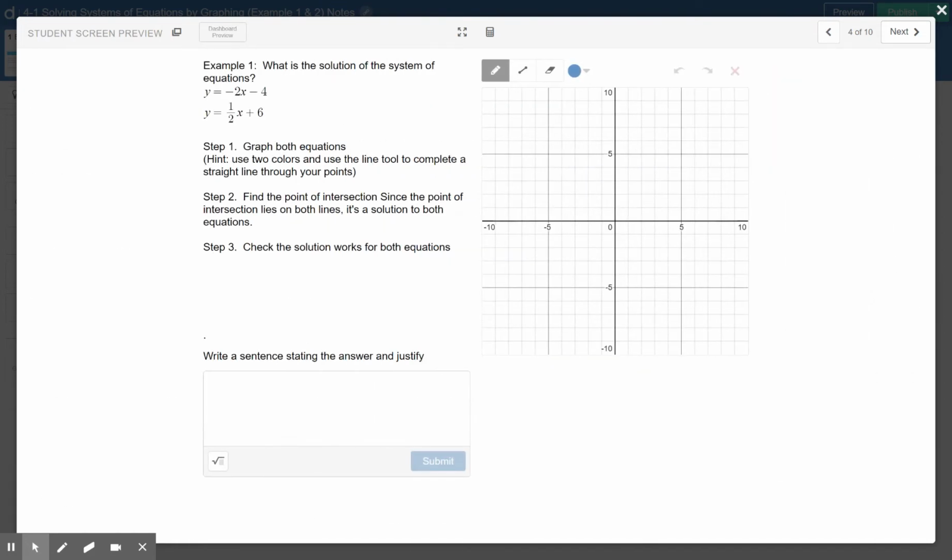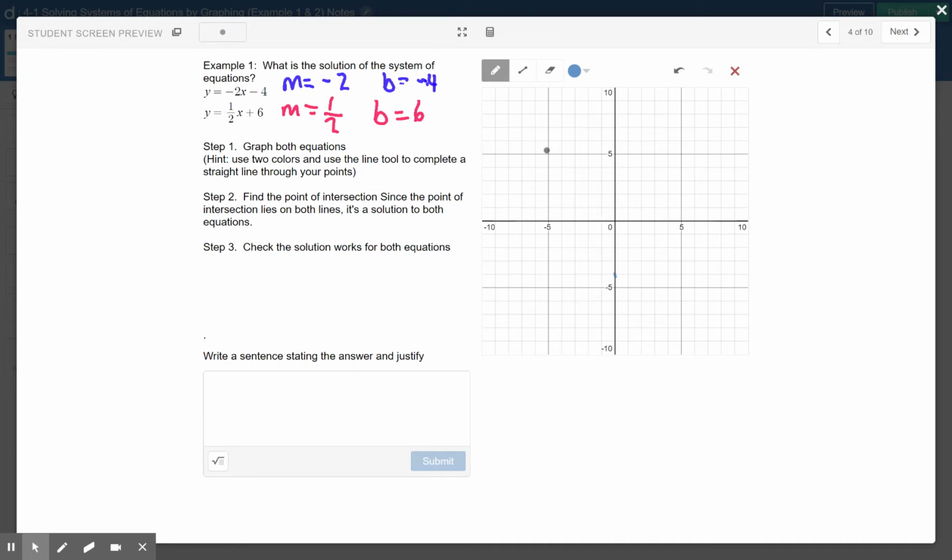Now, for example 1, it says, what is the solution to the system of equations? So we want to recall that our m is -2 and our b is -4. And then I'm going to use a different color. For my second equation, my m is going to be 1/2, and my b is going to be 6. So I'm going to use Desmos to draw the line. So I'm going to begin at -4.